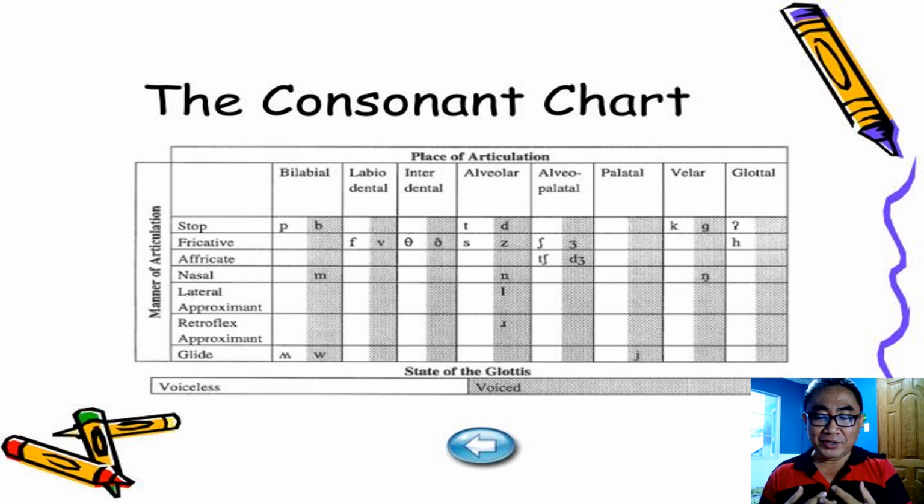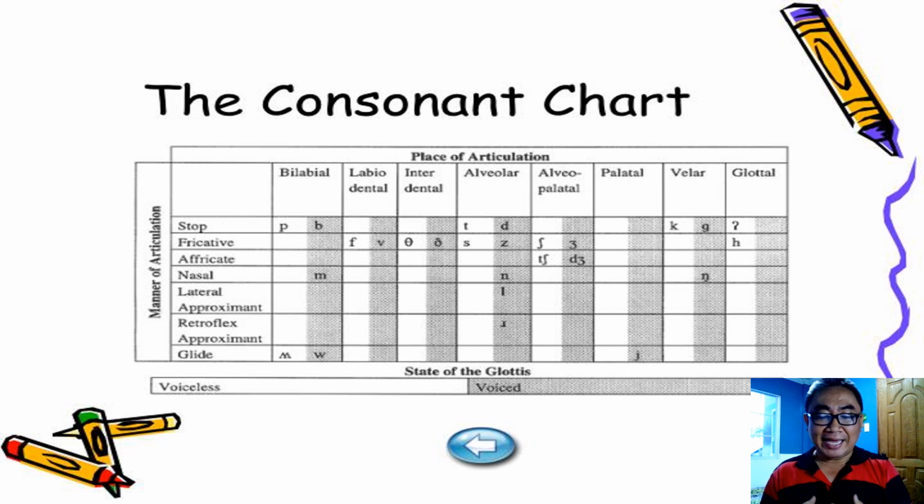These are voiceless, and these are voiced. What are the stops? Stop consonant sounds. Stops or plosives are consonant sounds that are formed by completely stopping the airflow. So stop sounds can be voiceless, like these sounds.